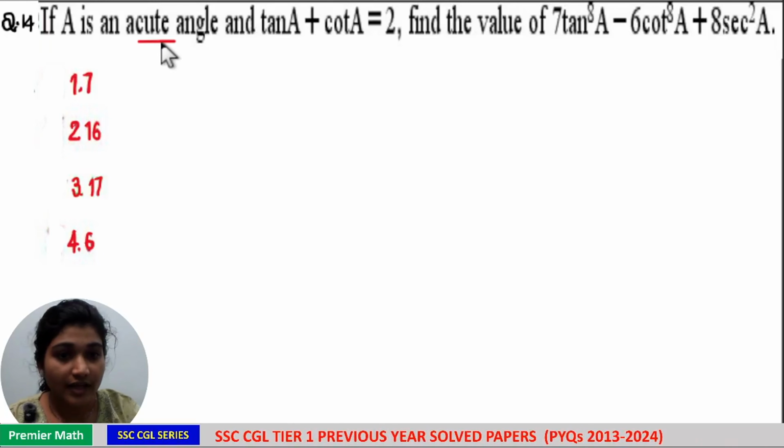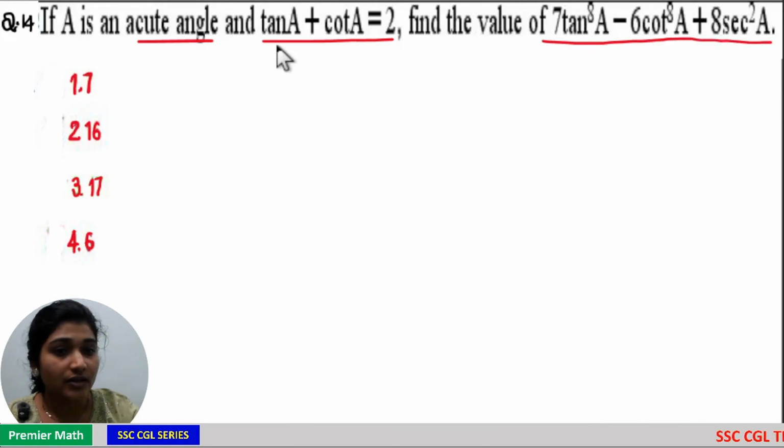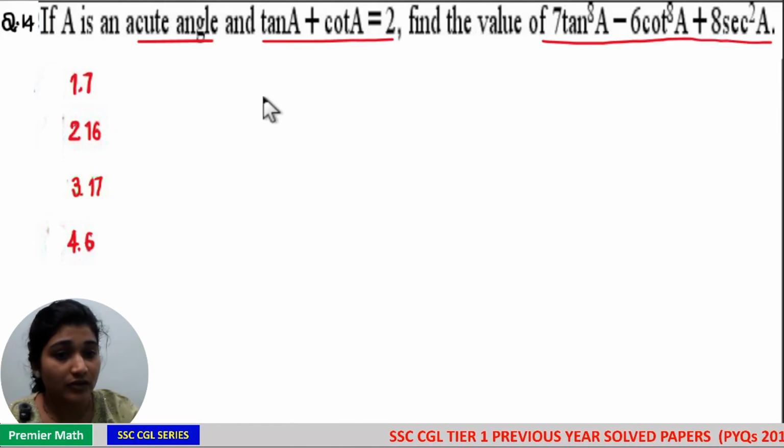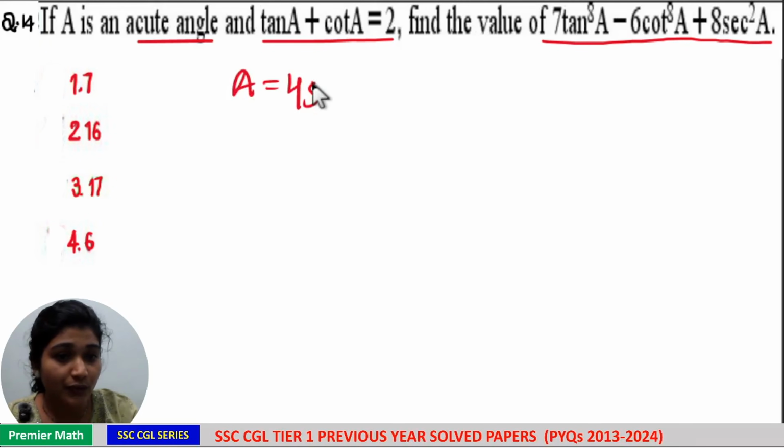If A is an acute angle and tan A plus cot A equal to 2, find the value of 7 tan raised to 8A minus 6 cot raised to 8A plus 8 sec square A. Here tan A plus cot A equal to 2 means tan 45 plus cot 45 is 2. That is 1 plus 1 is 2. So here A is equal to 45 degree.